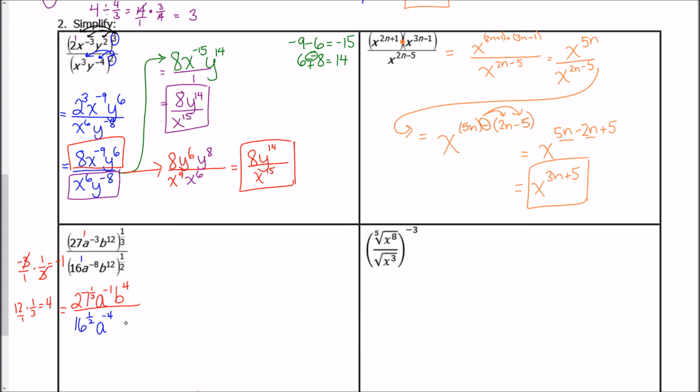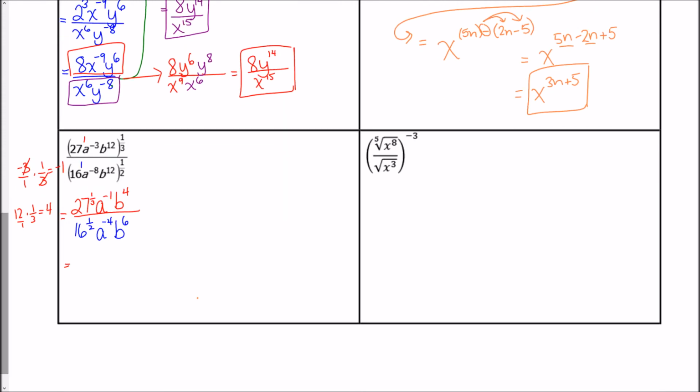And then 12 times 1/2 ends up being 6, or half of 12 is 6, right? So it's b to the power of 6. All right, so next thing I'm going to do is I'm going to evaluate my coefficients. So 27 to the power of 1/3 just means take the cube root of 27, so I end up getting 3, okay? And then 16 to the power of 1/2 means to take the square root of 16, so I end up getting 4, okay?